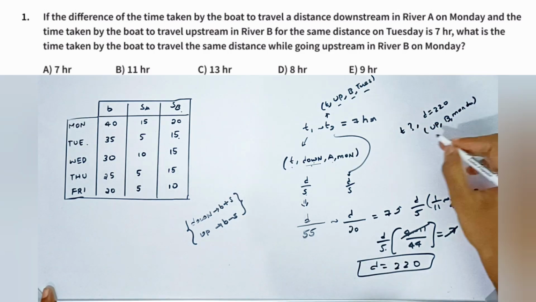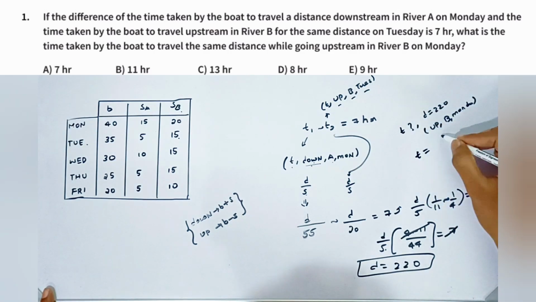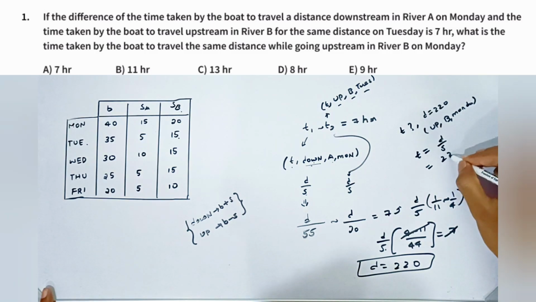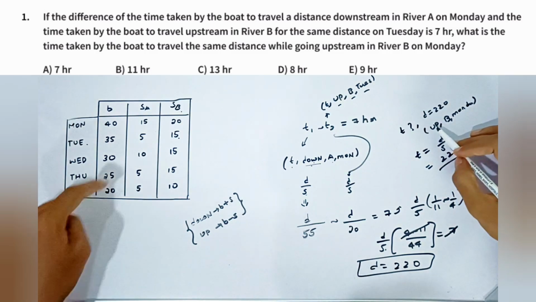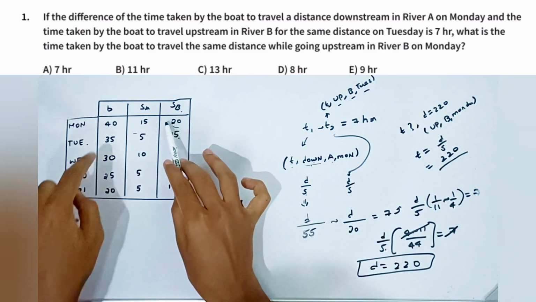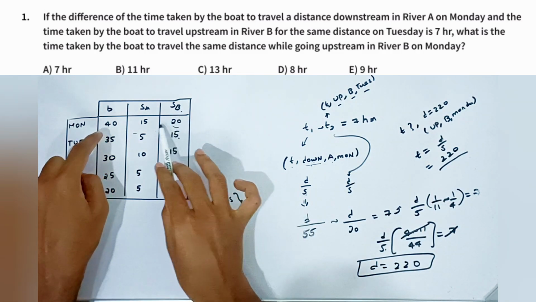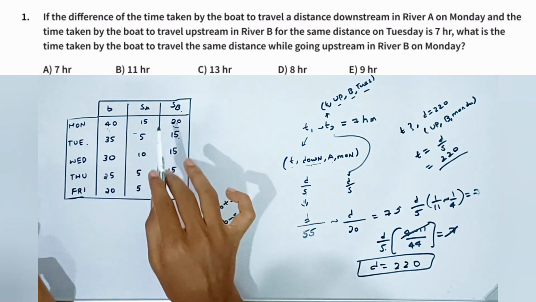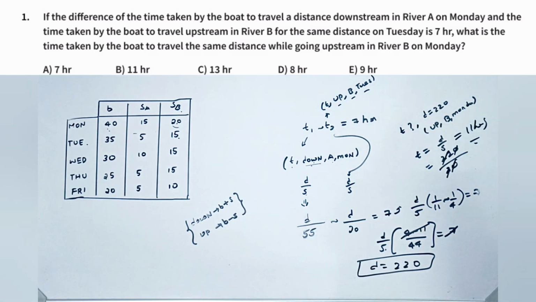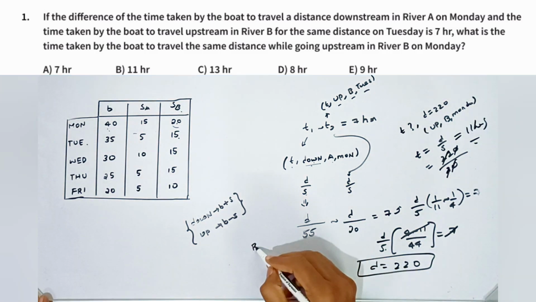So we have to calculate, we know the time is equal to distance by speed, right? The distance is nothing but 220, I know it. And upstream, B on Monday, it's nothing but 20. Upstream is nothing but B minus S, 40 minus 20 is 20. The speed is nothing but 20. After calculating, we will get 11. So 11 hours is the answer, so we can see that option B is the correct answer.